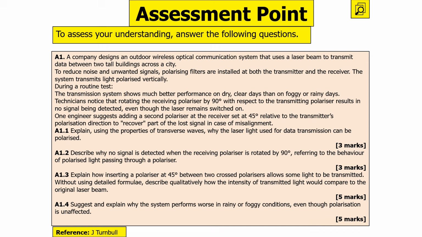Explain how inserting a polarizer at 45 degrees between two cross polarizers allows some light to be transmitted. Without using detailed formulae, describe qualitatively how the intensity of transmitted light will compare to the original laser beam. Suggest and explain why the system performs worse in rainy or foggy conditions even though polarization is unaffected. So, pause the video now, then unpause the video when you want to go through your answer.